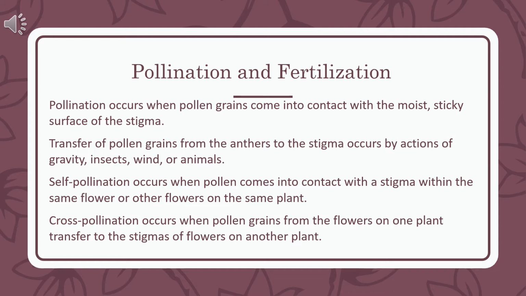So, if a plant self-pollinates, it means that the pollen comes into contact with the stigma in the same flower or other flowers of the same plant. So that means that we have the same genetics going into that pollination. Whereas cross-pollination is when we have pollen from one plant pollinating the flower of another plant. So there we have a hybrid. We have a cross of genetics.